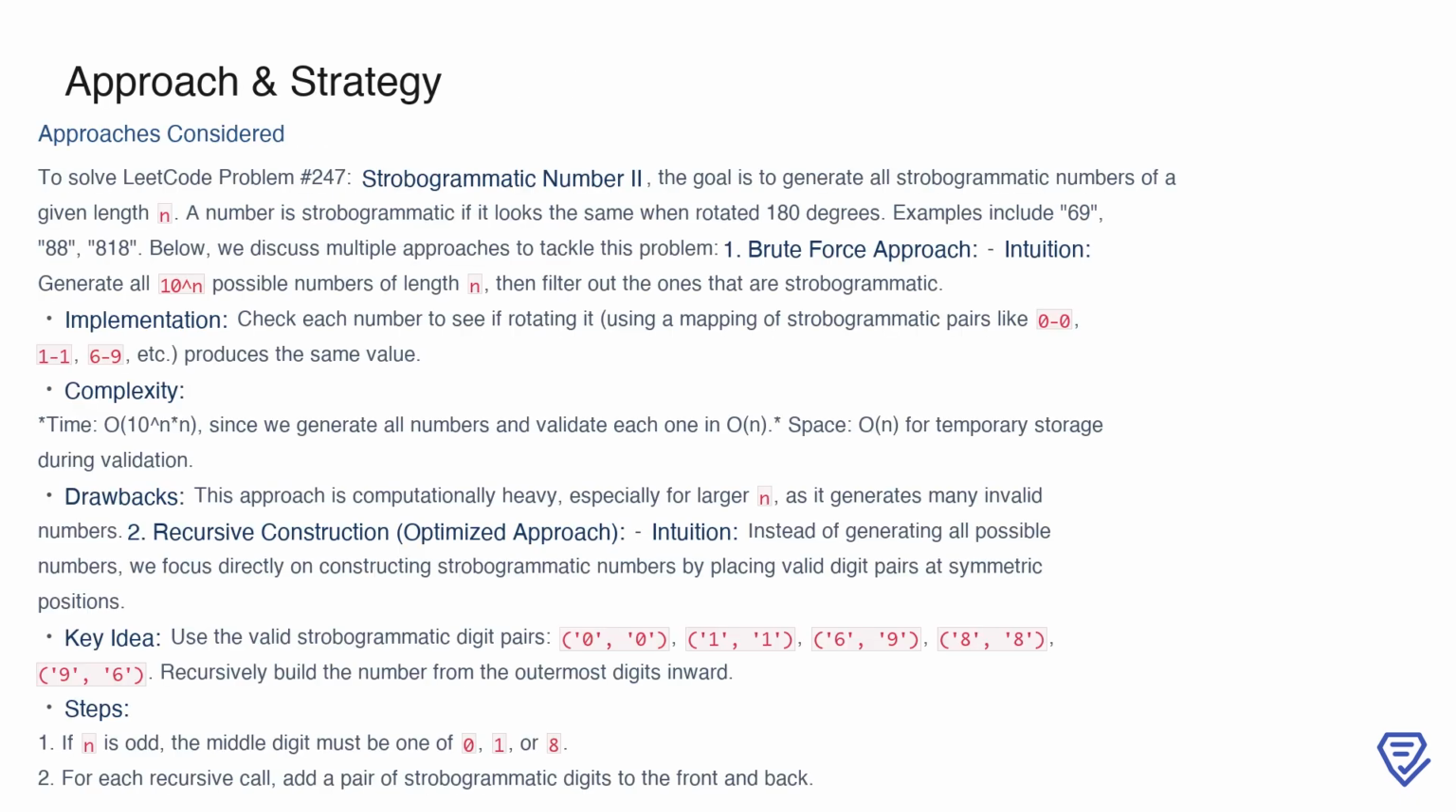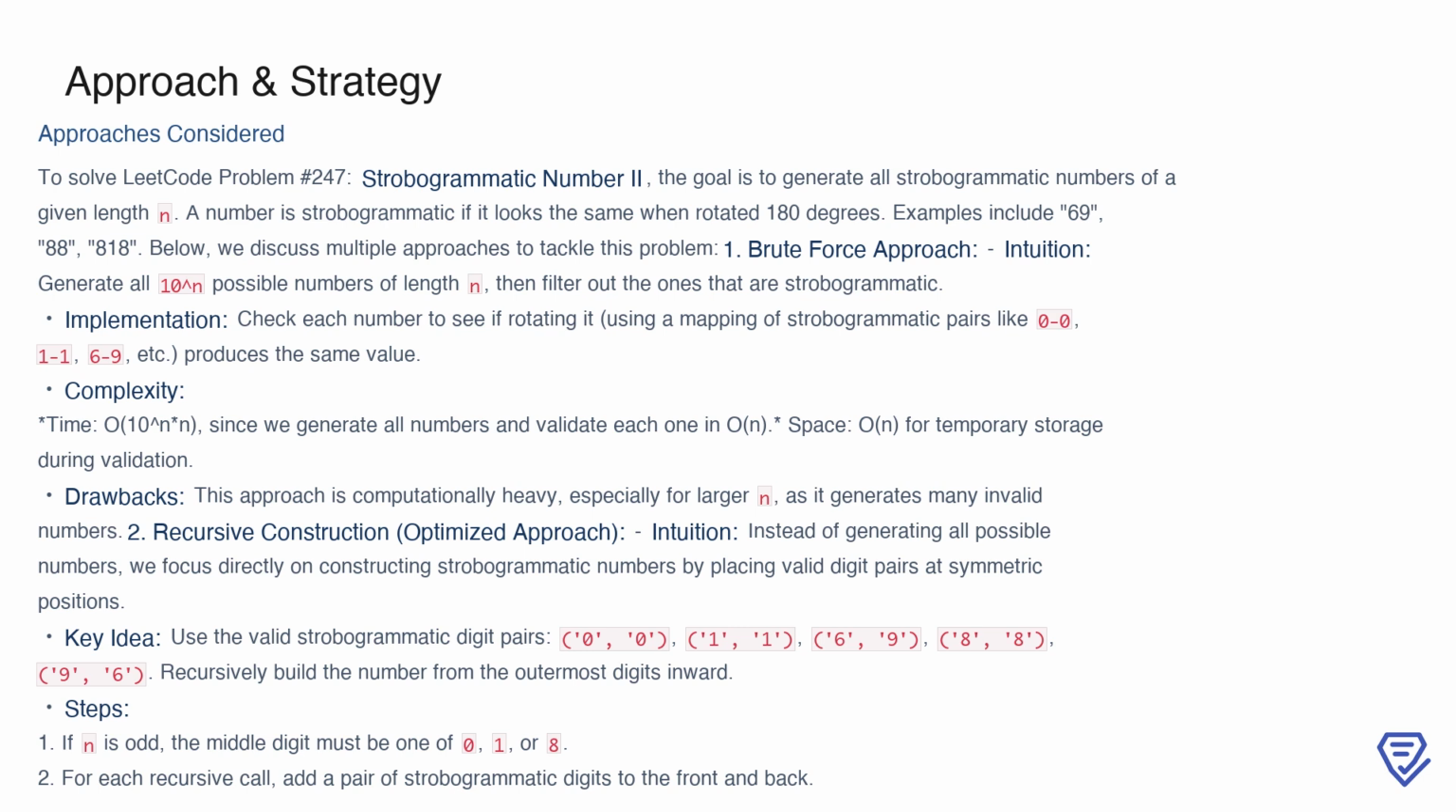To solve the problem of generating strobogrammatic numbers of a given length, we considered multiple approaches. The first approach is a brute force method. Here, the intuition is to generate all possible numbers of length n and then filter out the ones that are strobogrammatic. This involves checking each number by rotating it 180 degrees and comparing it with the original. The implementation uses a mapping of valid strobogrammatic pairs like 0 to 0, 1 to 1, 6 to 9, 8 to 8, and 9 to 6.